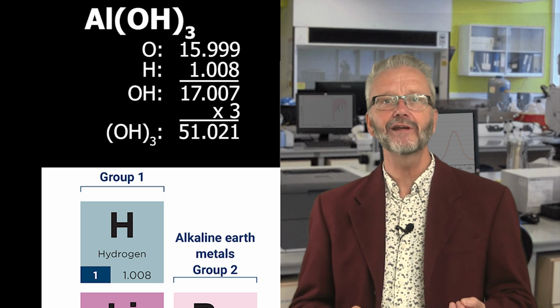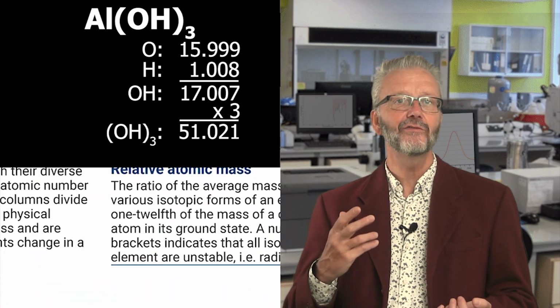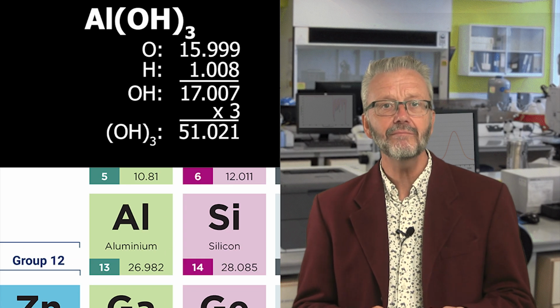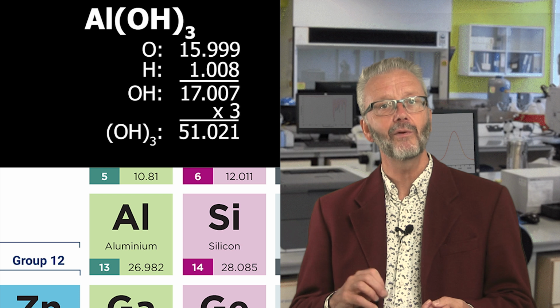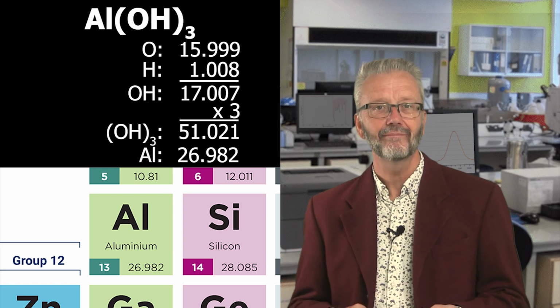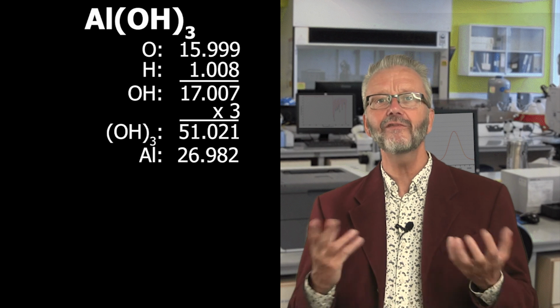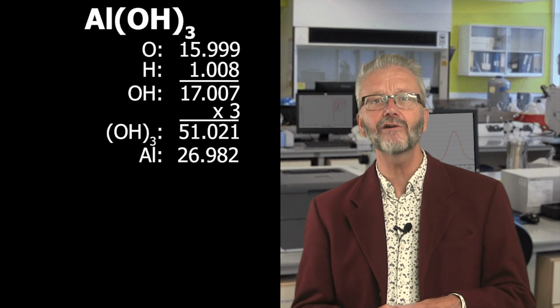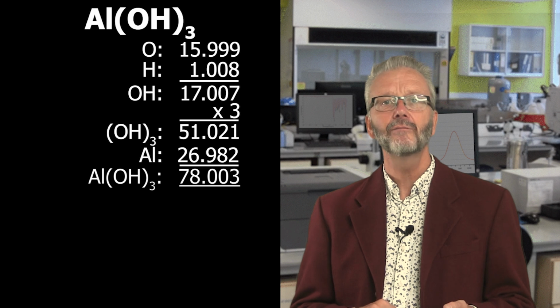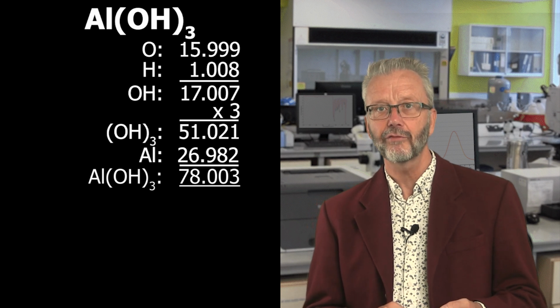So back to the periodic table, and we find that the relative atomic mass of aluminium is 26.982. We add that to our calculations and find that the relative formula mass for aluminium hydroxide is 78.003. By now, you're up to speed with most of the necessary information for calculating relative formula mass.